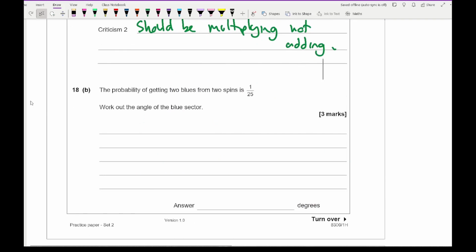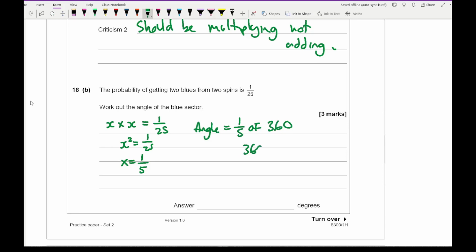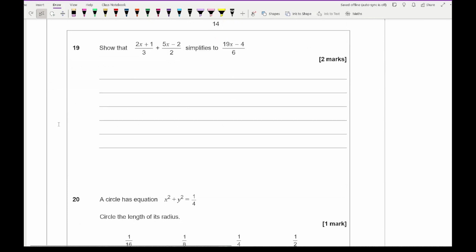It then says the probability of getting 2 blues from 2 spins is 1/25. Work out the angle of the blue section. So for this, we've got x times x equals 1/25. So x squared equals 1/25. And if we square root that, we get x equals a fifth. It can't equal minus because you can't get a negative probability. So the angle is going to be 1/5 of 360, and 360 divided by 5 gives you an answer of 72.